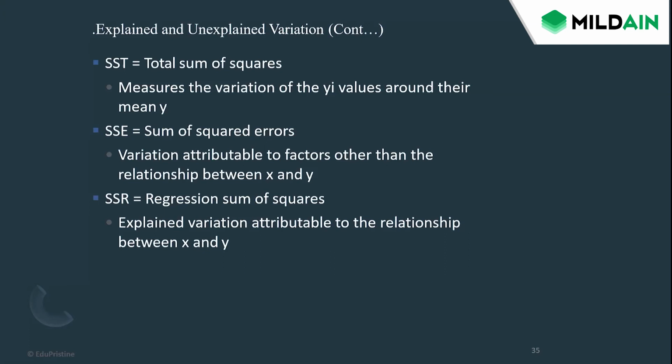SSR is the regression sum of square, that is the explained variation. This is the explained variation that is attributable to the relationship between my x and y. All these terms are for explanation purposes, to understand what exactly the regression will do.